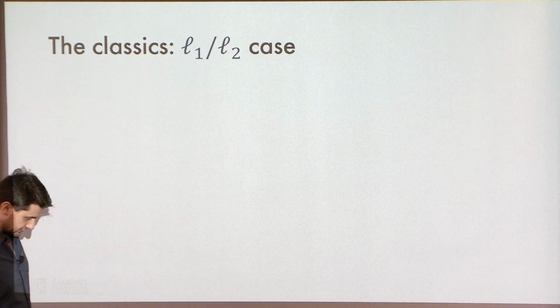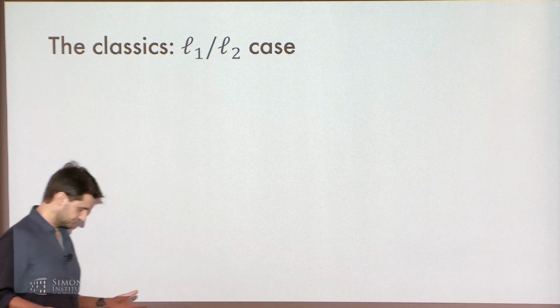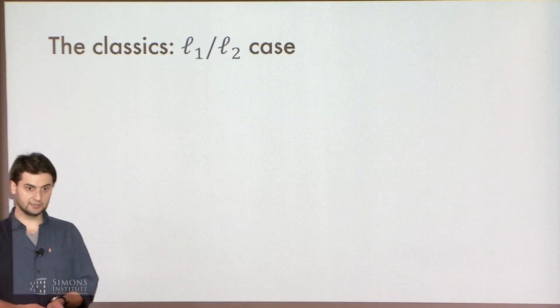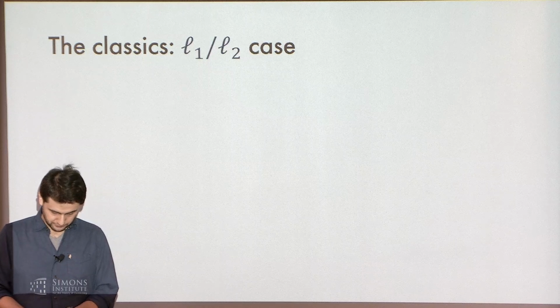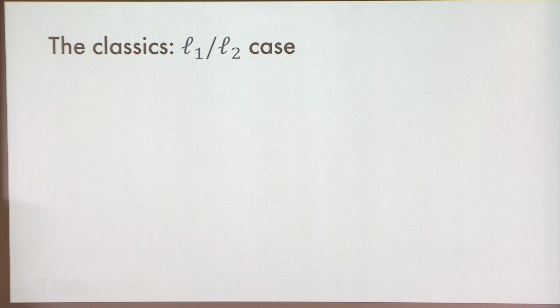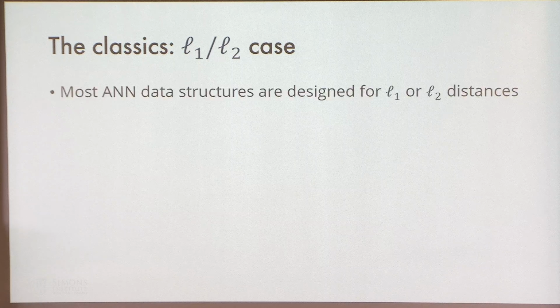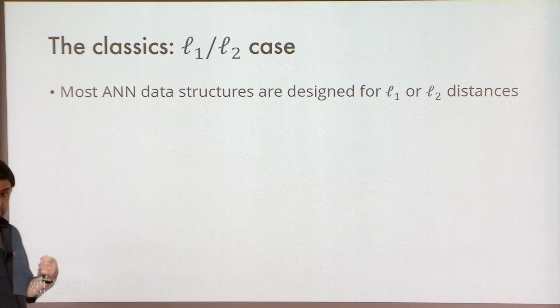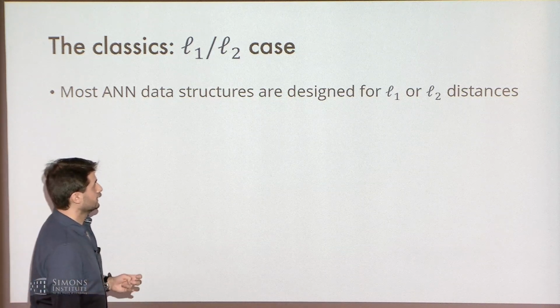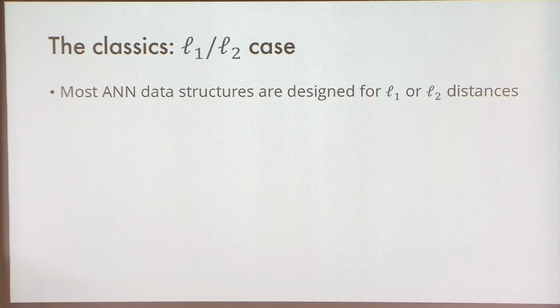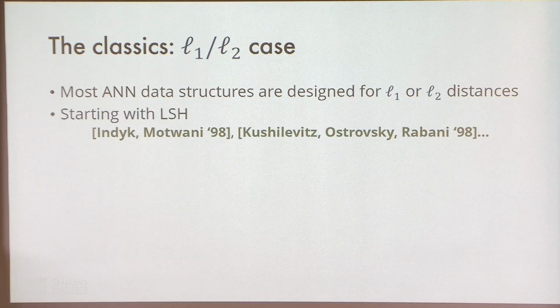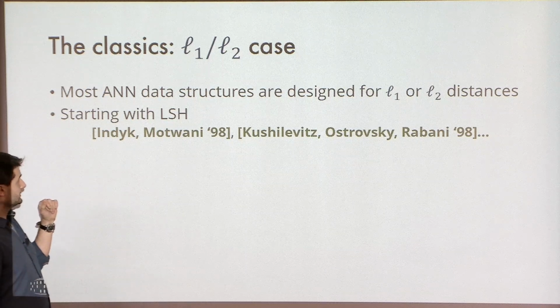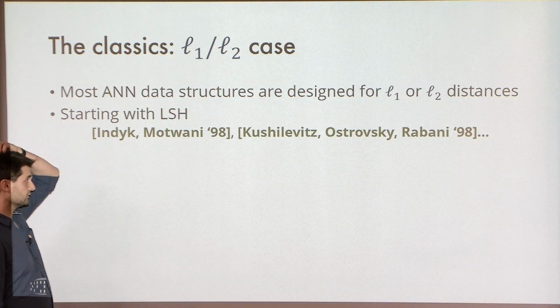So, let's see the type of algorithms we can get for the high dimensional case in general. The simplest high dimensional case is basically L1 and L2 metrics, norms. This is something that has been studied a lot. Most of the nearest neighbor search data structures that have been designed so far in the literature are for Hamming and Euclidean spaces. And it started with locality sensitive hashing, which was the first algorithm that obtained polynomial dependence on dimension.